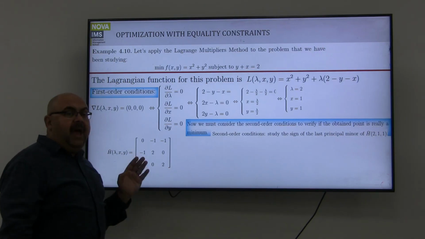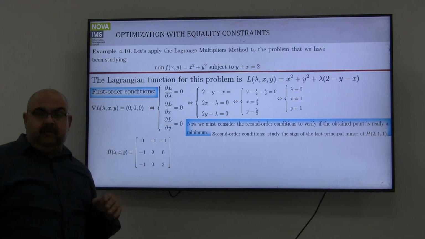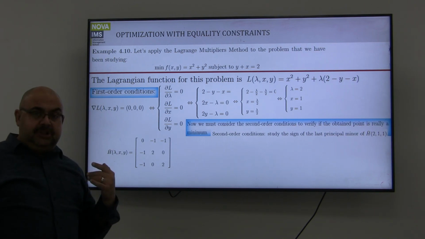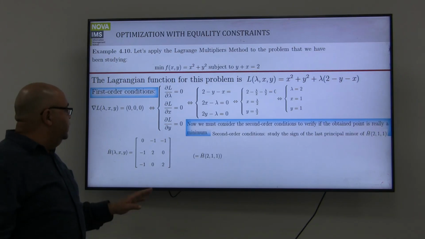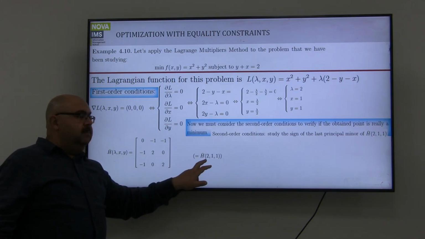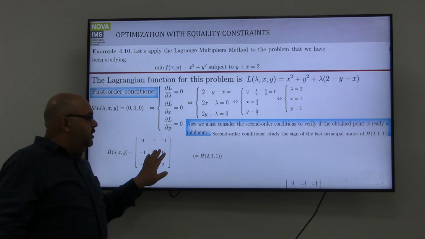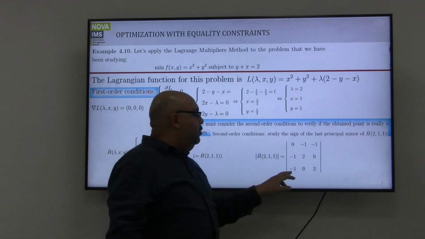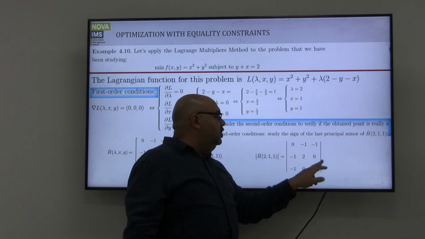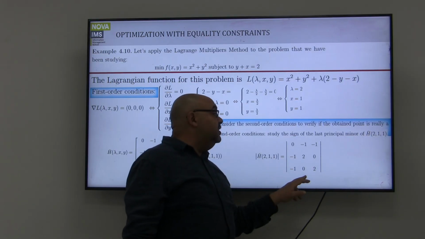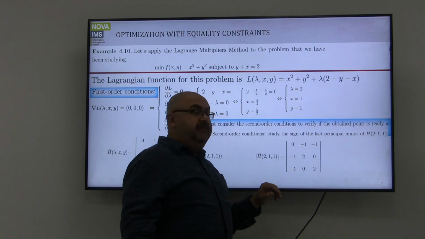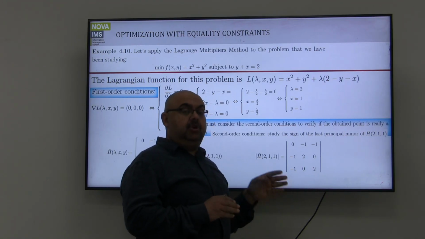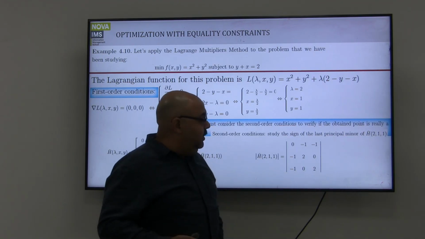Of course, the number of decision variables is 2 and the number of constraints is 1, so I will take the last principal minor, which, as you can see here, doesn't depend on the value of the points, so it will be the same. Then I will evaluate the determinant. If it is greater than 0, it is maximization; take care. If it is less than 0, it's minimization.